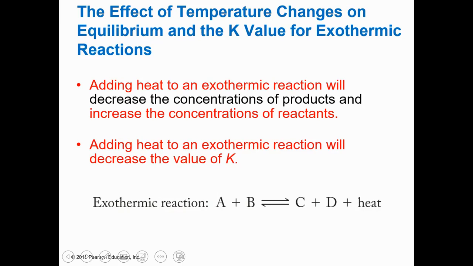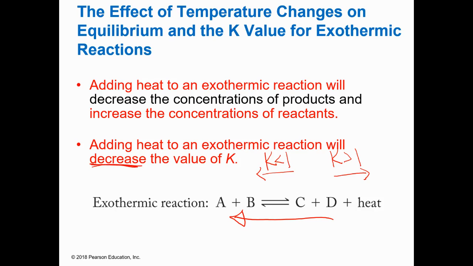Okay. This does affect K. Okay, when I shift this way, that means I'm going to the reactants. And remember, when K is less than 1, it shifts to the reactants. And when K is greater than 1, it shifts towards the products. So once it shifts back towards the reactants, that means K goes down.